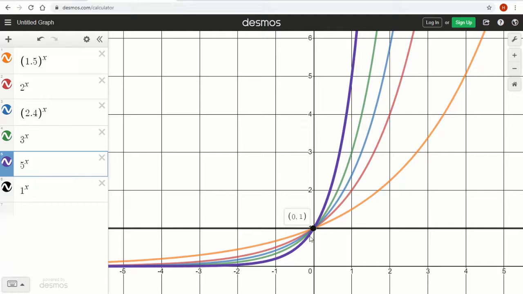So for now, let's look at the purple one for 5 to the x. It passes through 0, 1, or it has the y-intercept right at this point. Y equals 1 right on the y-axis. The orange one for 1.5 to the x also passes through 0, 1. 0 for x, 1 for y. And our function that we have seen from the very beginning of our discussion, 2 to the x, is right here. This curve in red also passes through the y-axis at y equals 1, or as a coordinate point, 0, 1. And so the same with any other graph there.